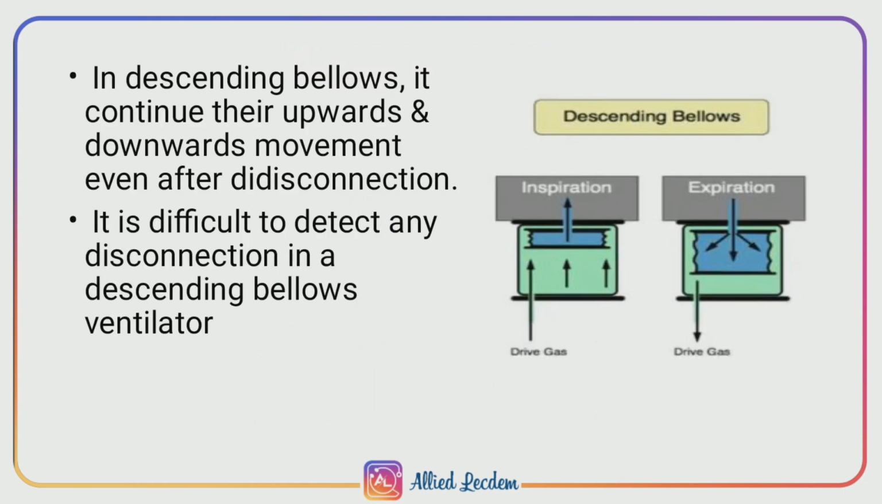During the expiratory phase, room air is transported into the breathing system at the site of disconnection. The disconnection pressure monitor and a volume monitor may not detect a disconnection as the atmospheric air is still passing through. Hence, it is difficult to detect any disconnection in a descending bellows ventilator.